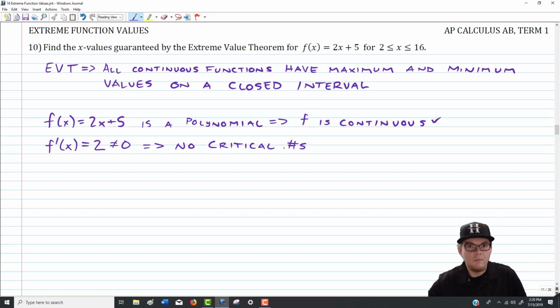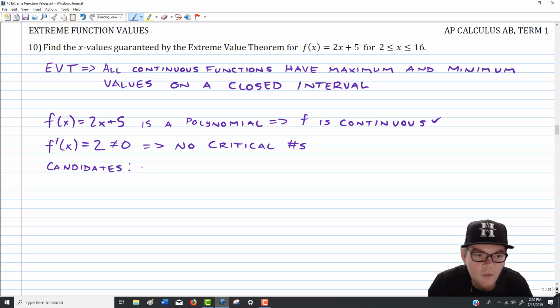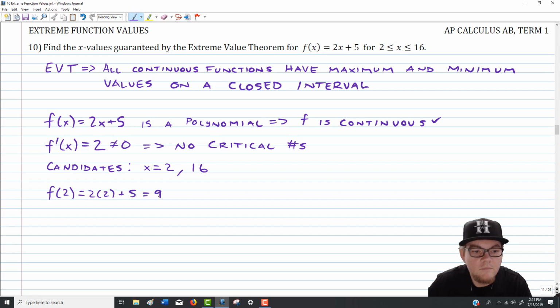But that's not a problem, because as we said, the candidates for where these extreme values might occur are the critical numbers and the endpoints. So just because there's no critical numbers doesn't mean we don't have any candidates for the high or low points. In this case, those candidates are the two endpoints, 2 and 16. From there, we can find our maximum and minimum values by plugging them in. Of course, 2 times 2 plus 5 is 9.